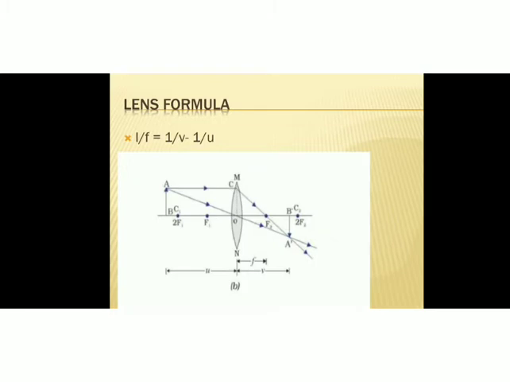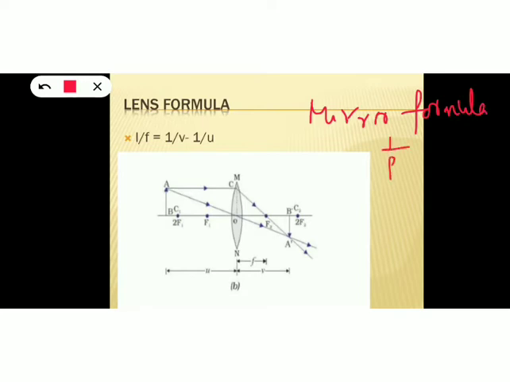In mirrors, we discussed the mirror formula. In lenses, we have to discuss the lens formula. So what is the lens formula? The lens formula is 1/f = 1/v - 1/u. Do you remember the mirror formula? What was the mirror formula? The mirror formula was 1/f = 1/u + 1/v. Here the lens formula is 1/f = 1/v - 1/u. So that is the difference.